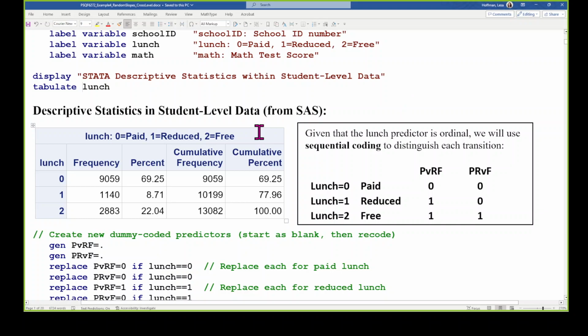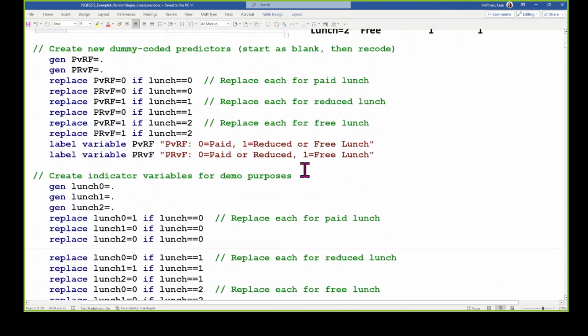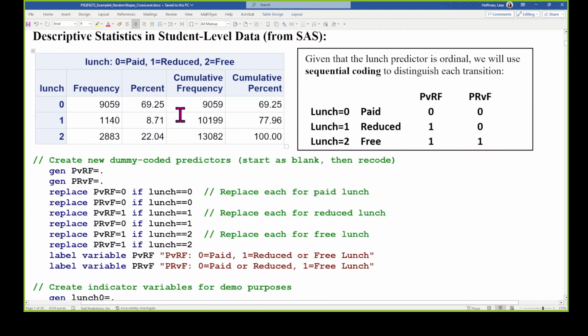So just to remind us, the single predictor variable in our models: we're predicting 10th grade math outcomes in an actual data set of students nested in how many schools do we have in this one? 94 schools. And we're looking at the extent to which lunch disadvantage, as a proxy for socioeconomic student status at the student level, predicts math scores, where you can pay full price for lunch, which is 69% of the sample, get a reduced rate, which is 8.7%, or get free lunch entirely. So I'm thinking of this as an ordinal measure of disadvantage.